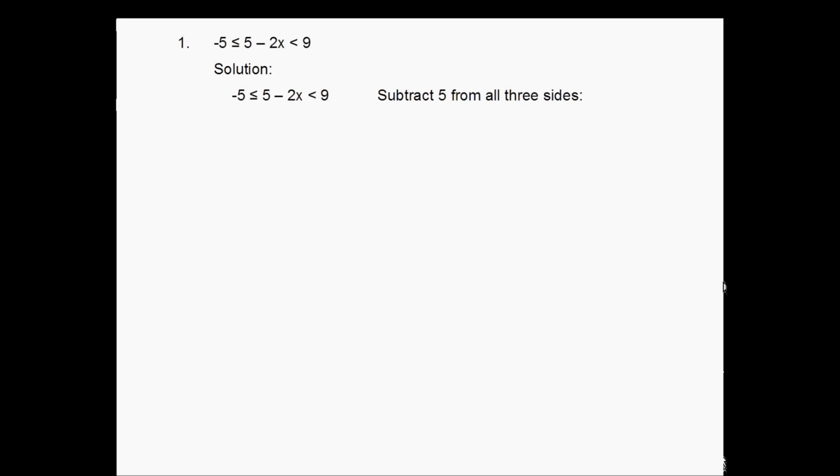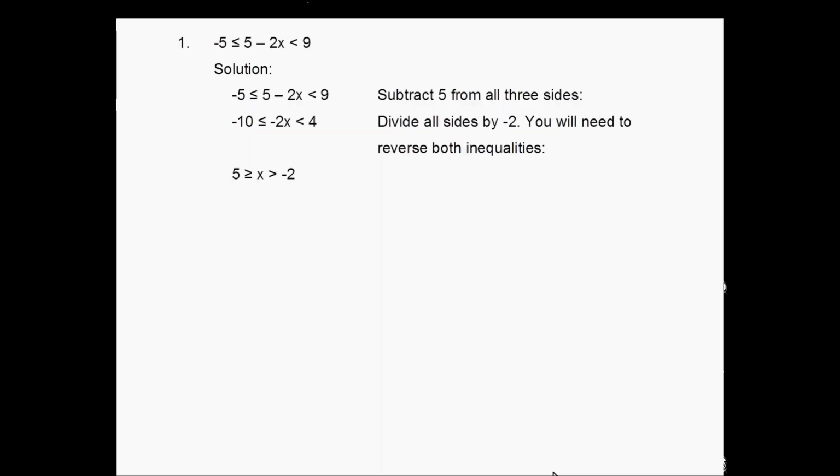I'll have negative 10 is less than or equal to negative 2x, which is less than 4. Now again, to get x in the middle, I've got to divide by negative 2. Got to divide by the coefficient of x. I'm dividing by a negative number, so both of these inequalities will change direction. So divide by negative 2 and reverse both inequalities. I'll have 5 is greater than or equal to x, which is greater than negative 2.